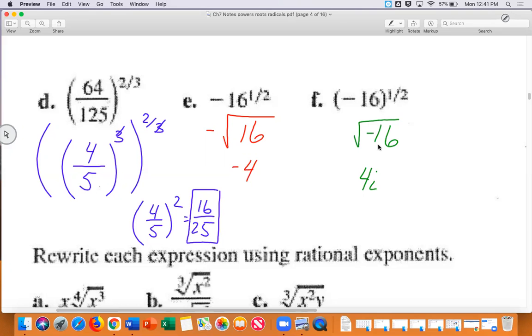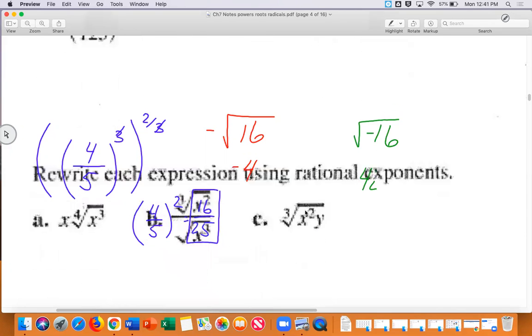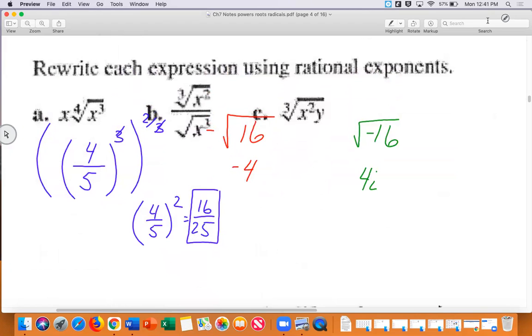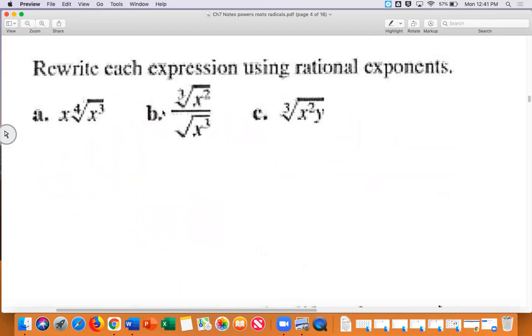All right. Now, being able to convert back and forth between these makes problems like this pretty simple. There you go. All right.